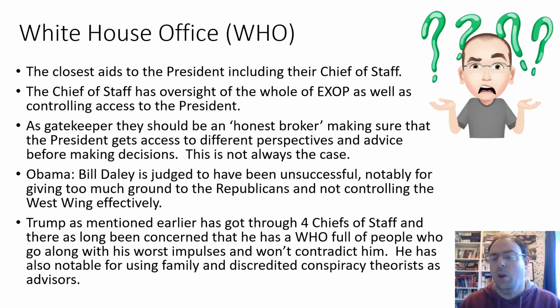Bill Daley, who served under Obama as chief of staff, was largely judged to have been unsuccessful, notably by the more radical part of the Democrat Party, who felt that he gave too much ground to the Republicans. And there's also lots of stuff that came out that suggests he didn't have control of the West Wing particularly effectively. As mentioned earlier, Trump's had 4 different chiefs of staff, and there has been a lot of concern through his entire term in office about the White House office being full of people who go along with his worst impulses, who won't contradict him. So he isn't getting good, solid advice.